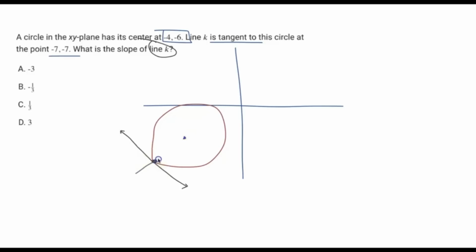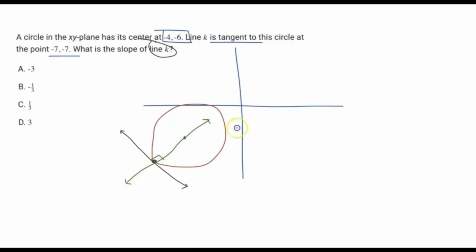So if we draw another line through the green line, that's a bad diagram. So you draw it through like this. Just pretend that's a straight line. You can see that the green line is going to make a perpendicular angle with line K. And so those are perpendicular lines. And perpendicular lines have opposite reciprocal slopes. And therefore, what we need to do is find the slope of the green line here, and then we can find the slope of line K.